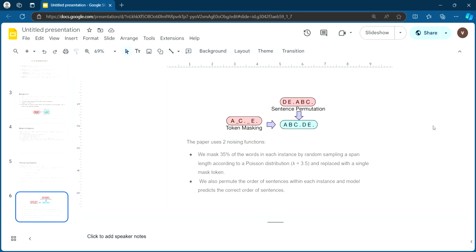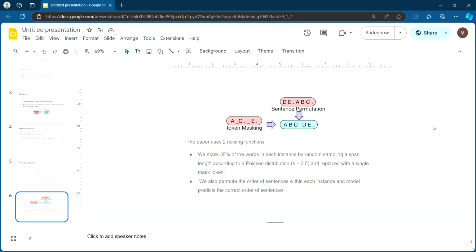So there are two types of noising functions that it uses. We'll also see how the instance looks in the coming slide, but for now, let's understand just the noising functions. Firstly, the sentences are permuted, meaning the order of sentences. For example, let's say: I am a cat and I like drinking milk. That sentence will be flipped around and it will be like: I like drinking milk, I am a cat. So this is the first noising function.